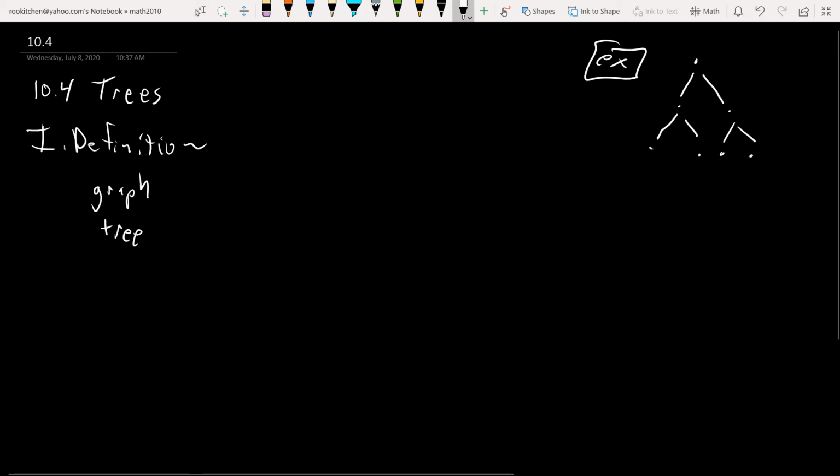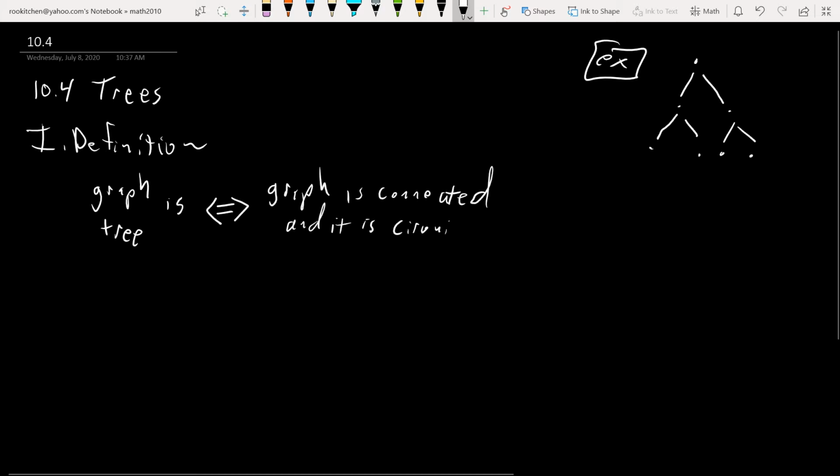A graph is a tree if and only if it's connected and it's circuit free. So the graph is connected. In other words, there exists a walk from any vertex u to any other vertex v, and it's circuit free. Okay, so there's no, I guess you could say, like a loop. Let me give you some examples.